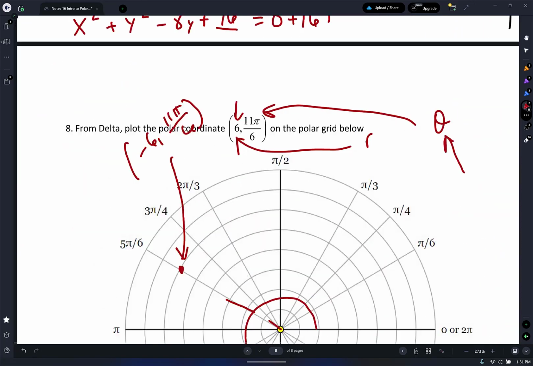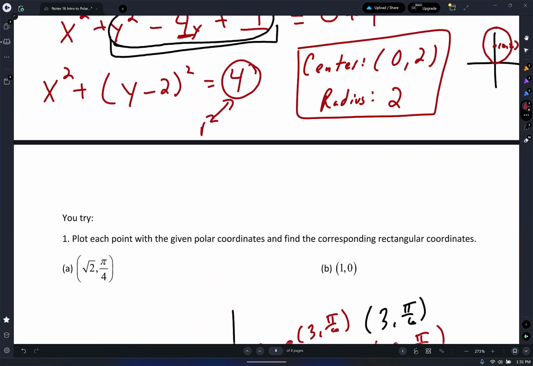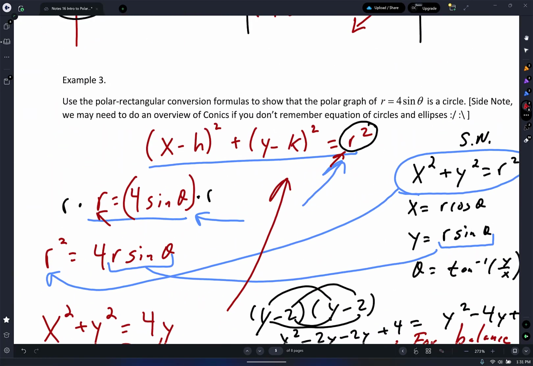So now you should be able to take care of that handout, right? Okay. So let's take care of that handout, miss.